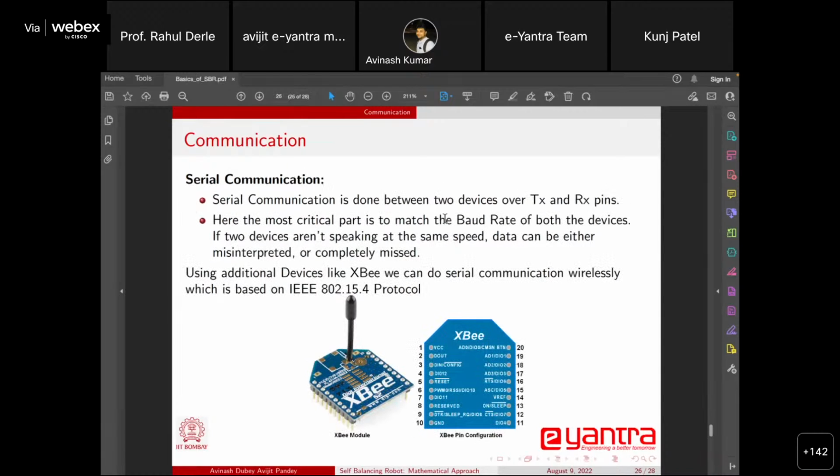So in serial communication, we set something called the baud rate. Through setting the baud rate, we will know that both the devices will communicate at this rate of communication, at this speed.